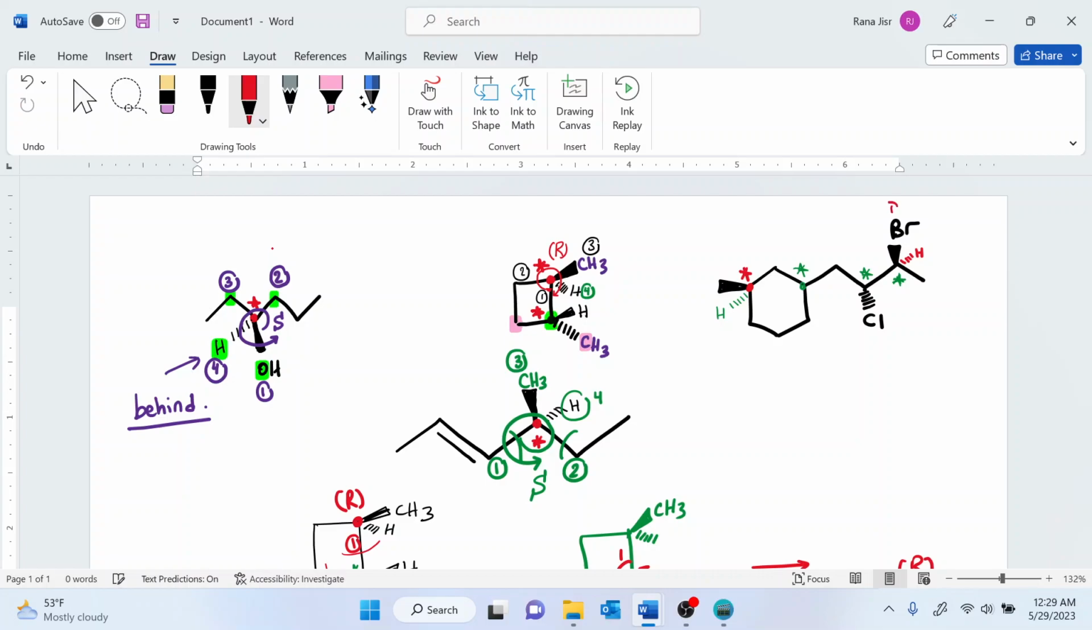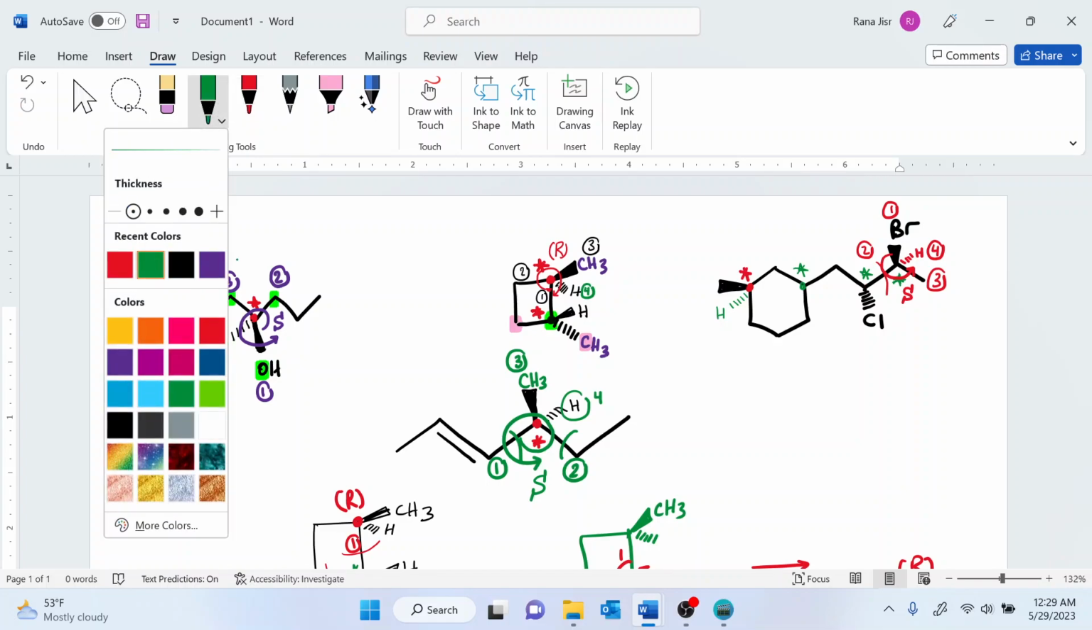So bromine is going to be priority number 1. This whole group here is going to be priority 2. Why? Because this chiral center is connected to a carbon with a chlorine versus a carbon with a hydrogen. So this is why this is a priority 2. This is a priority 3. And the hydrogen is a priority 4. And I am going by 1, 2, and 3 like that. And this is going to be an S configuration for that chiral center.